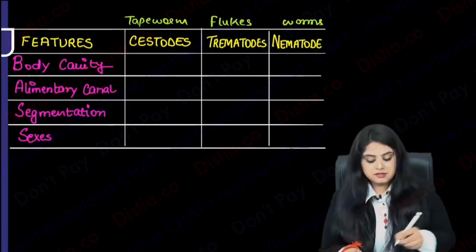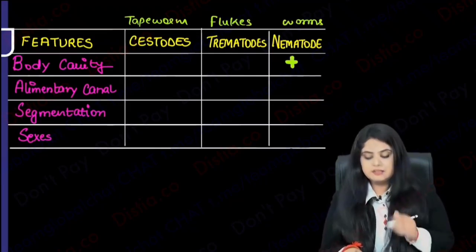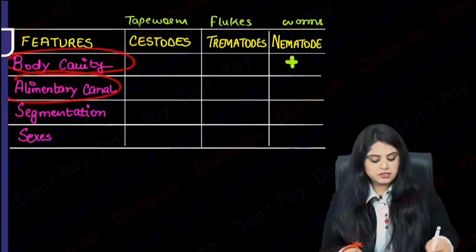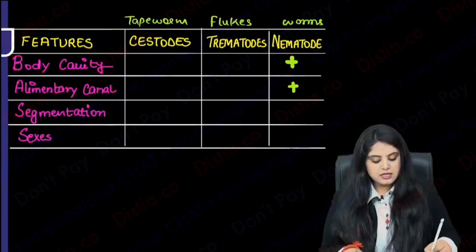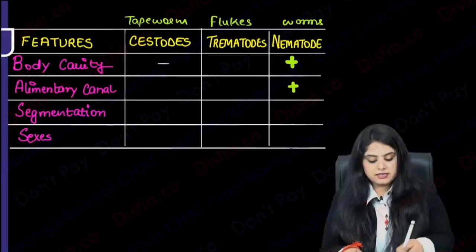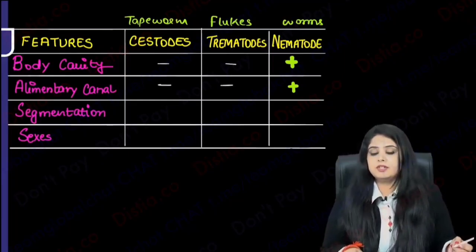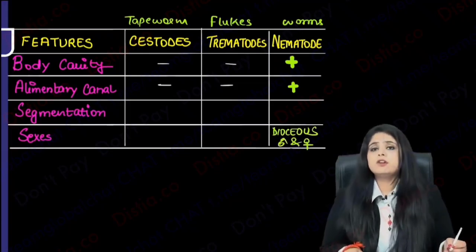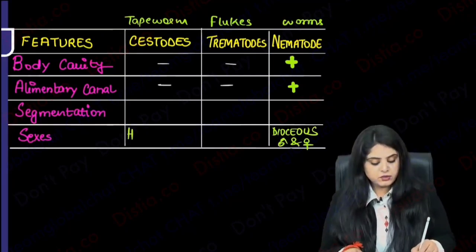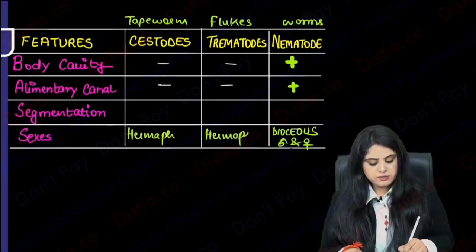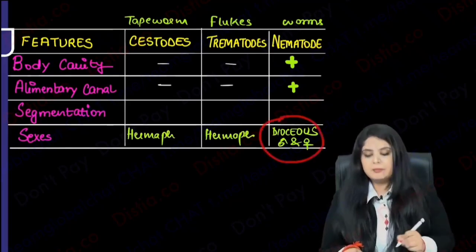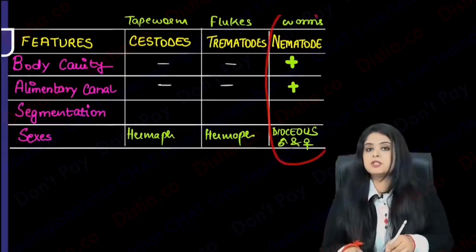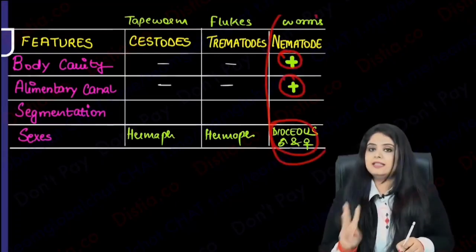Please remember, out of these, the only one having a body cavity is the nematode. And if there is a body cavity, of course, there is also going to be an alimentary canal in it. The only one with a body cavity and alimentary canal. The others don't have a body cavity, don't have an alimentary canal. Also, which is the only one which is dioecious? Dioecious means that it is going to have male and female separate, which is of course going to be the nematodes only, whereas the other ones are going to be hermaphrodites. Of course, there are some exceptions which I will tell you eventually, but broadly all of them are hermaphrodites. Only nematodes are male-female separate. So remember, everything is with the nematode: the body cavity, the alimentary canal, and the male-female separation.